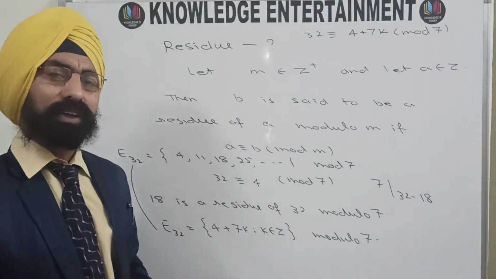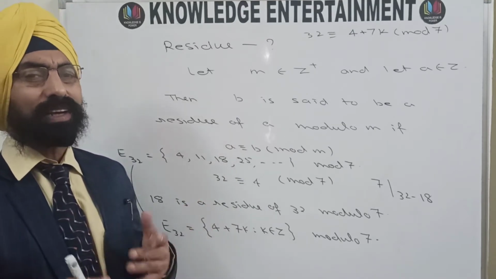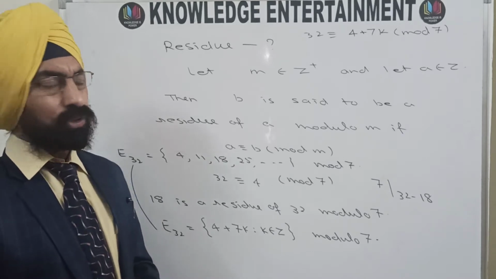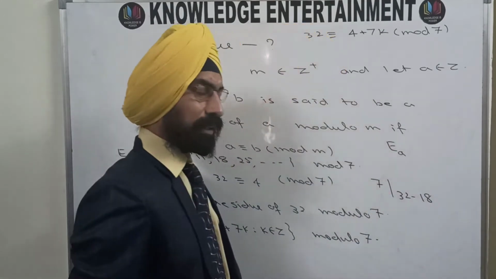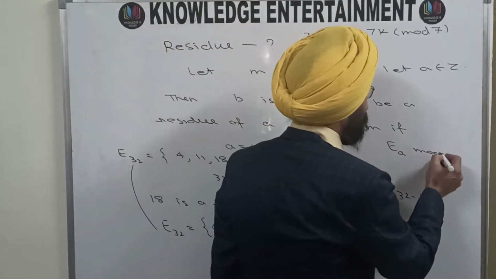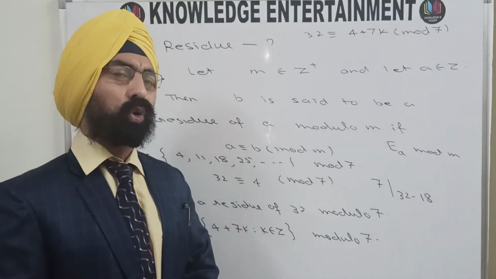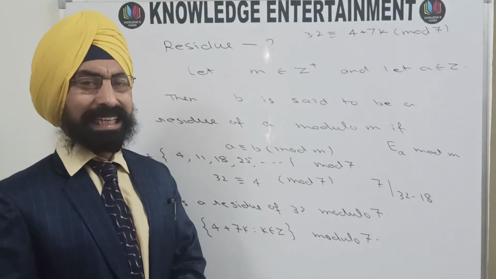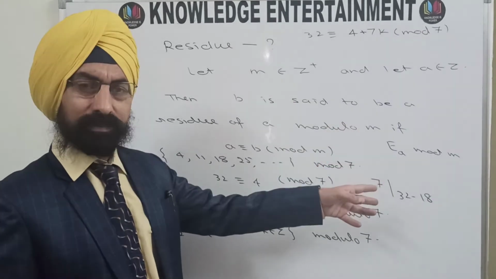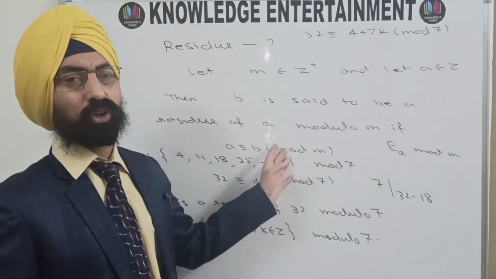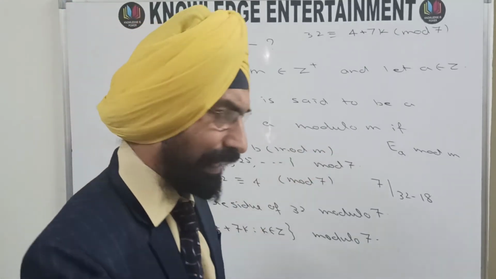Similarly, you can construct and write the residue class of any integer. So if somewhere we are writing Ea modulo m, that means we are considering the set of all those integers which, when divided by m, will leave a remainder which is congruent to a modulo m. So this is the class Ea.